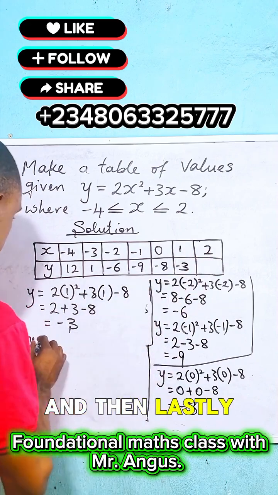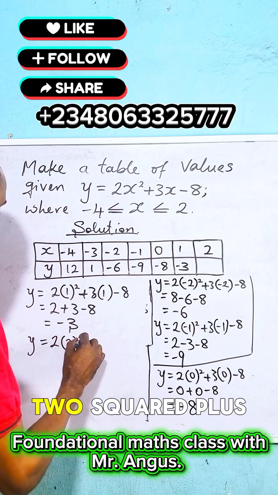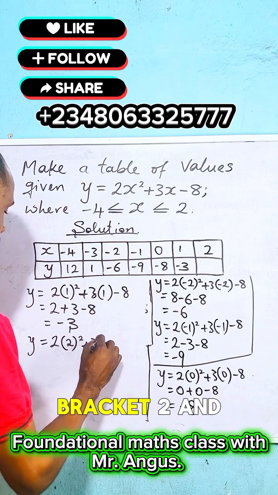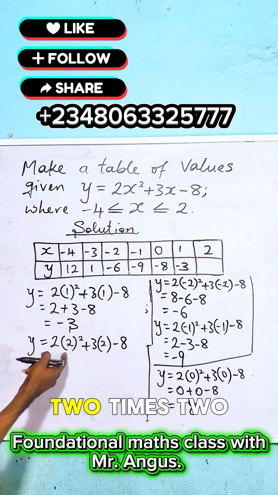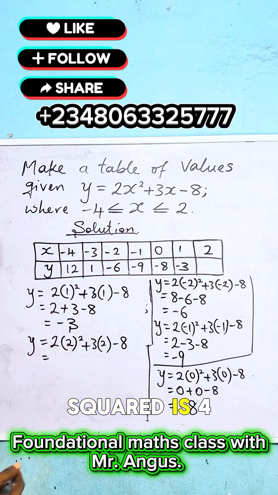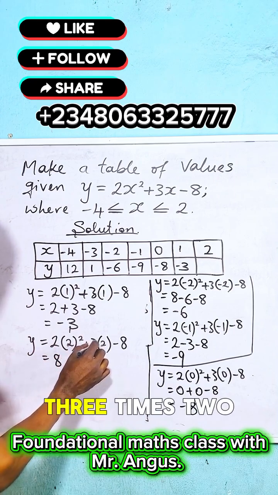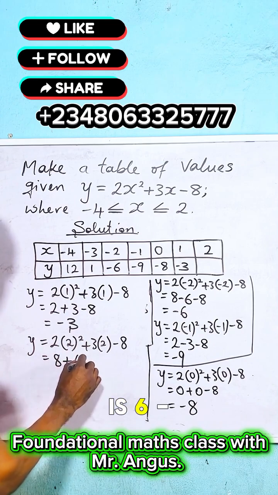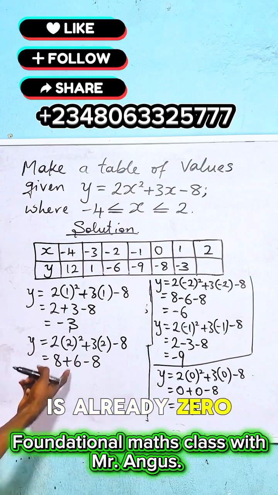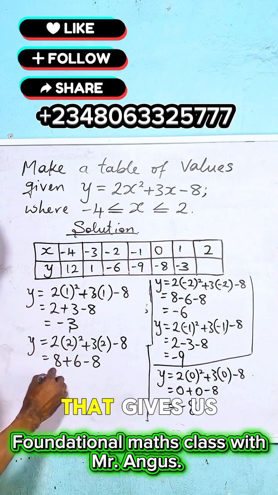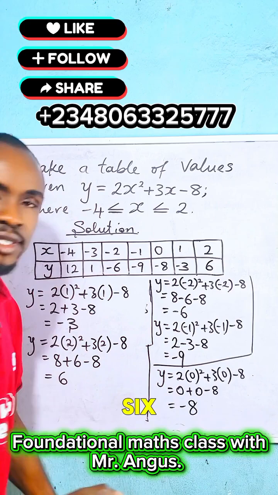And then lastly, when x is 2, so we have 2 squared plus 3 bracket 2 and minus 8. 2 times 2 squared is 4, and then 4 times 2 gives 8. 3 times 2 is 6 minus 8. 8 minus 8 is already 0, and then 0 plus 6, that gives us 6. And we'll have the value here to be 6.